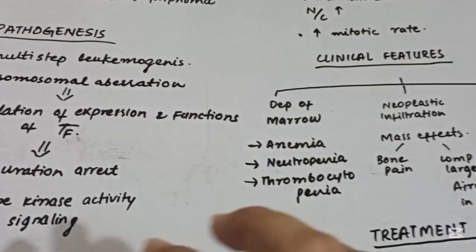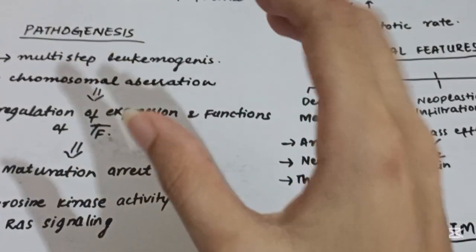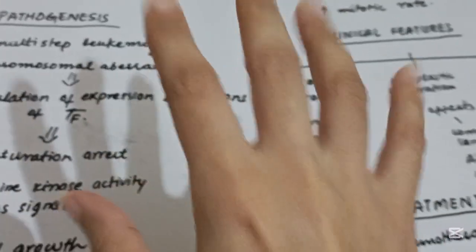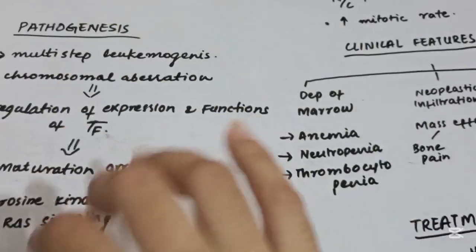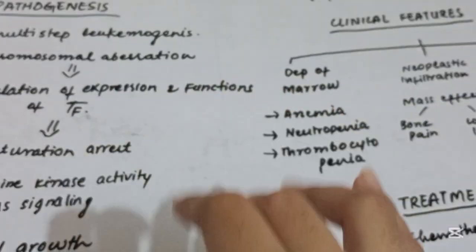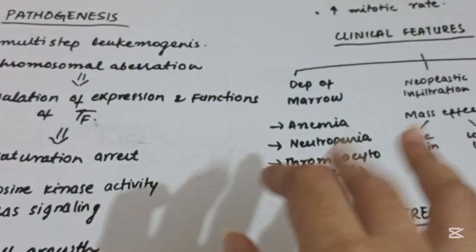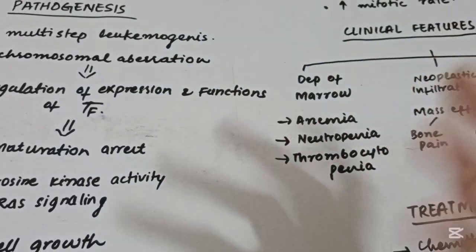Yes, depression of the marrow. As the lymphoblasts increase in the marrow, the other marrow elements are going to decrease. Suppose erythroblasts are decreasing. As a result, we have a decreased number of red blood cells. The patient is having anemia, and it is going to present with fatigue.